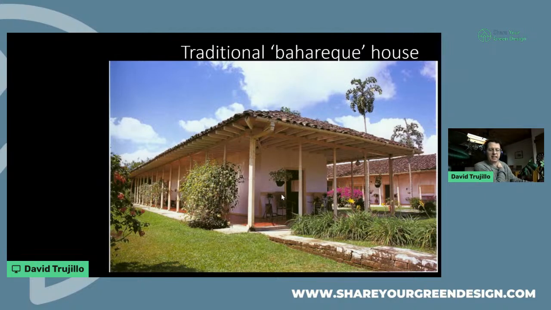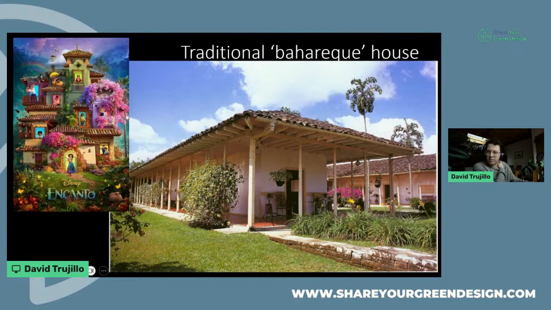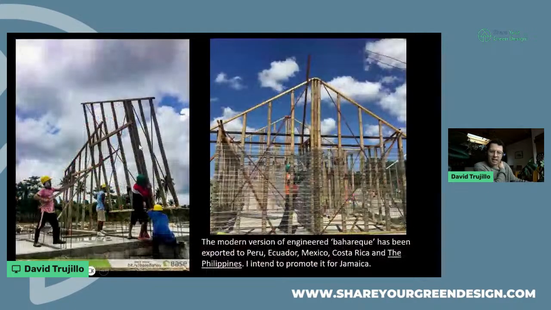There is a technique used in bamboo which we have developed in Latin America, which is called bareque. The more modern word we are promoting is composite bamboo shear walls. If you ever watch the film Encanto, part of the house is made in this technique if you watch carefully at the details.